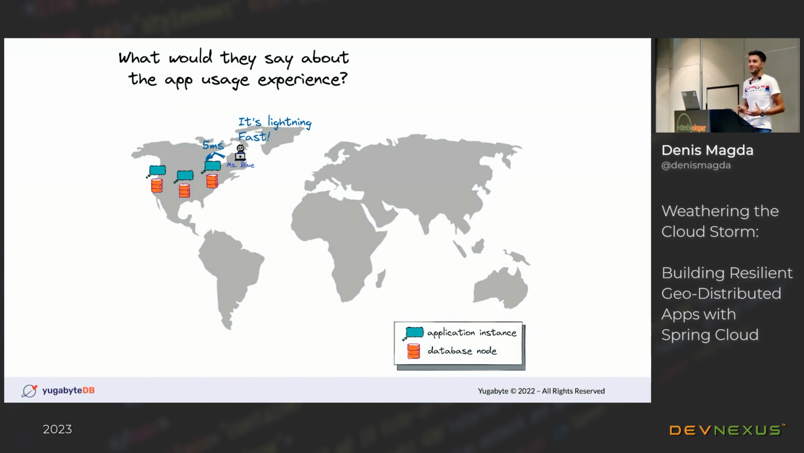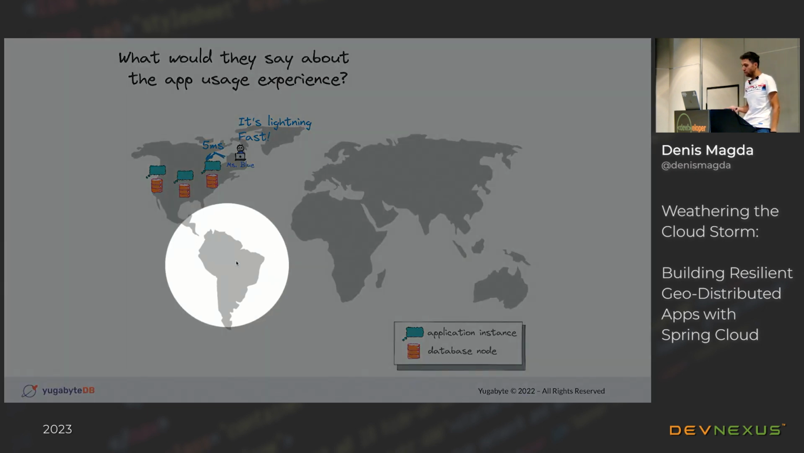And the first question we asked: what do you think about the application usage experience? Usually when we raise this question, people can reflect by remembering how fast and responsive our application is, when it works, or whether it's always down.